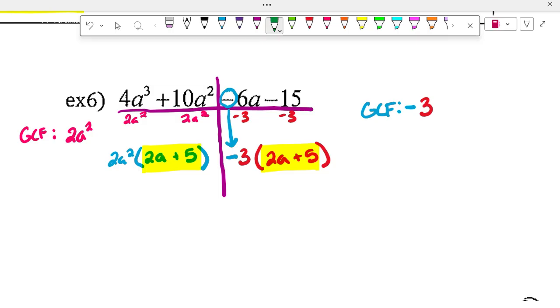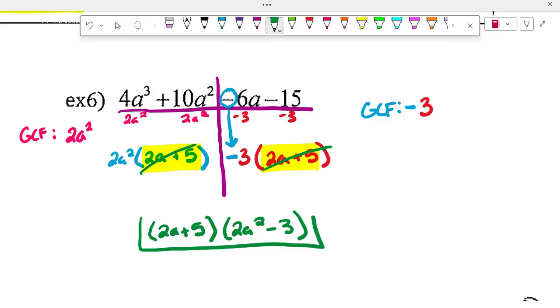So what is guaranteed one of my factors? 2a plus 5. Again, you don't have to do this, but I like to just cross them out so I know I'm done with them. And what do I have left over? 2a squared minus 3. And we're done. So again, that was T method.